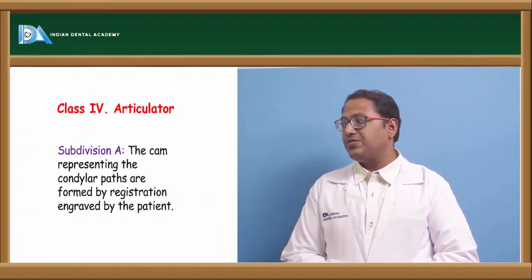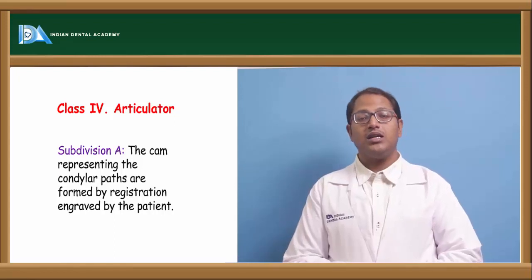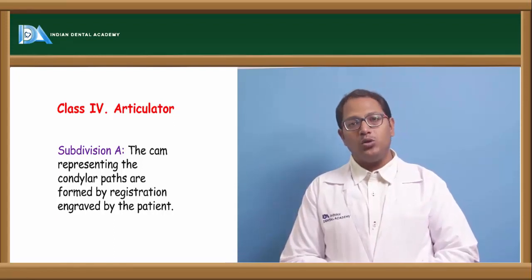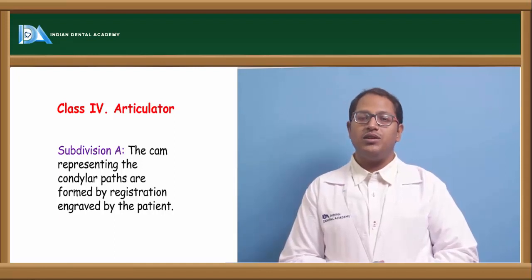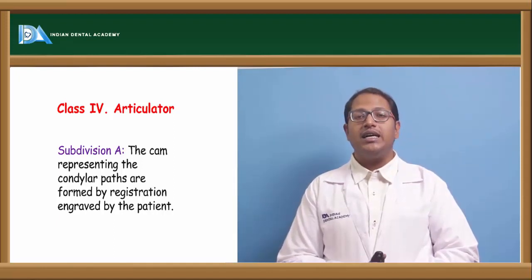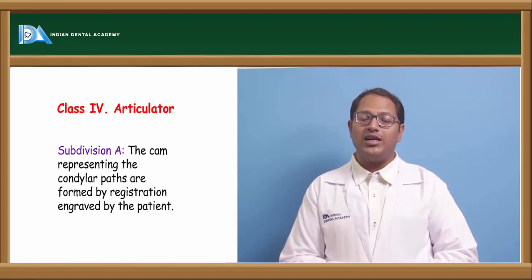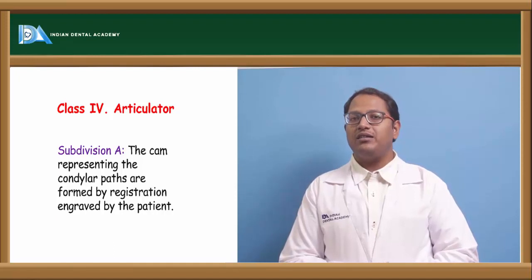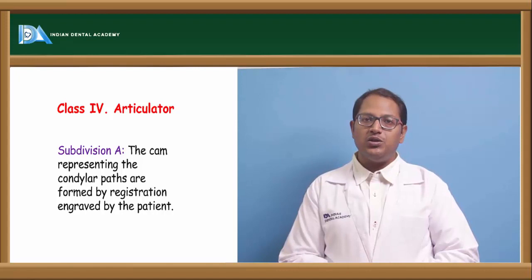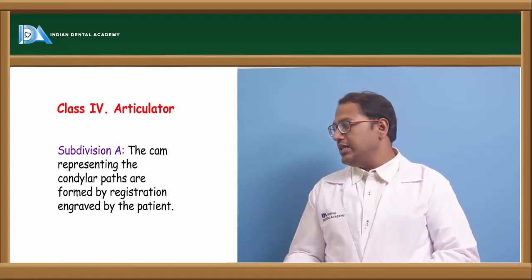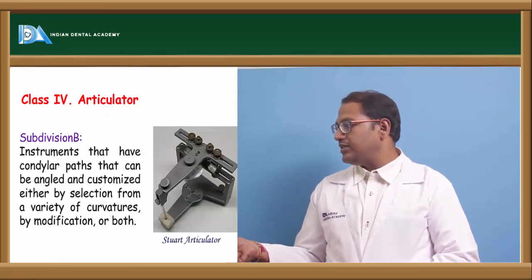Coming to class 4 type of articulators. What are the class 4 type of articulators? Those are the newly advanced articulators. Those represent and simulate exactly the temporomandibular joints. That is, they are based on pantographic records and stereographic records. So subdivision A is the stereographic articulator, and subdivision B is pantographic. How does that differ? These articulators take records directly from the patient.